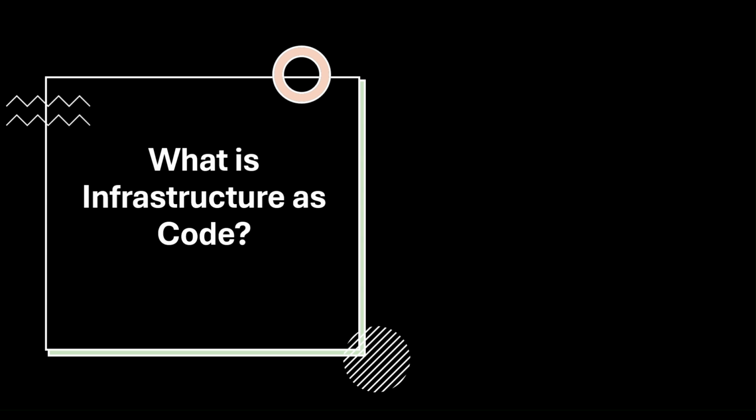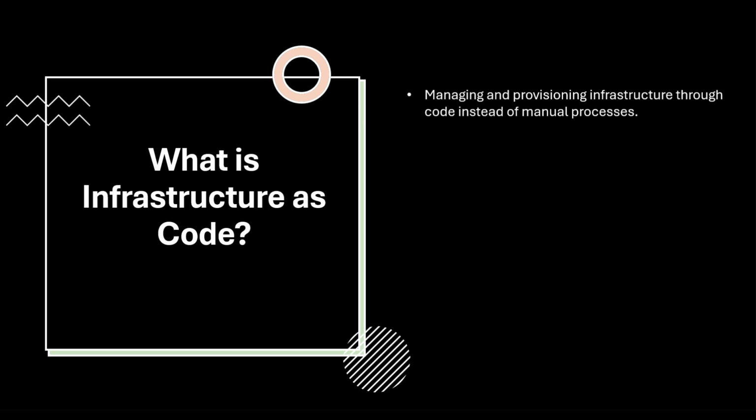What do we mean by infrastructure as code? What is it really? Think of it like the foundation of a house. In IT, the infrastructure itself would be servers, the networking, the storage, and some other components that the application needs to run. So what is it really? It's managing and provisioning infrastructure through code instead of manual processes.